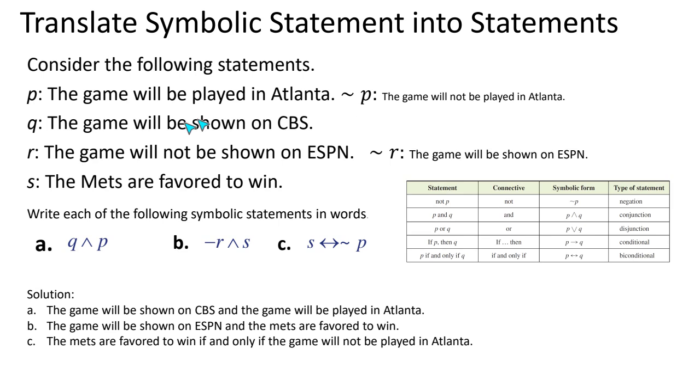Okay, so the negation of P: the game will be played in Atlanta, so the negation will be the game will not be played in Atlanta. So now we go to S. S is the Mets are favored to win. And then the double arrow is if and only if. So I substitute my double arrow for if and only if. Negation P, the game will not be played in Atlanta. Any questions on that one? Okay.